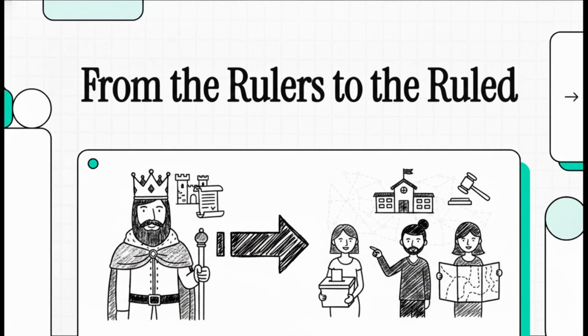So today, we're outlining exactly how governments are structured, where they draw their immense power from, and how that power has evolved over thousands of years, from the hands of absolute kings right down to the everyday citizen.